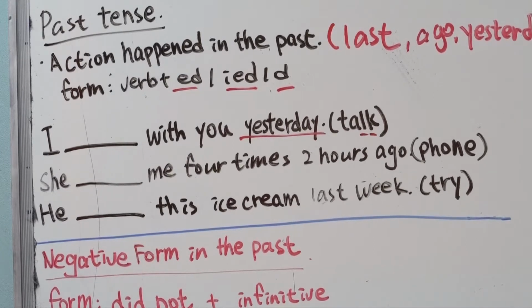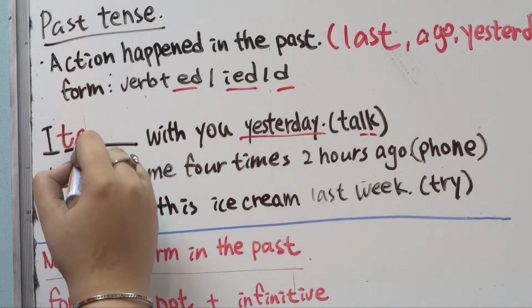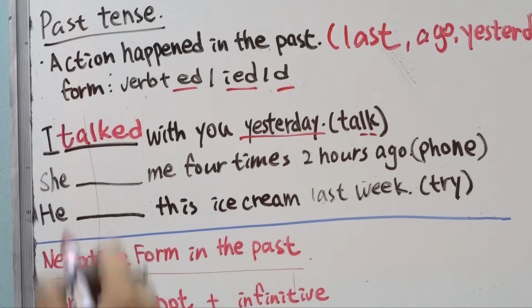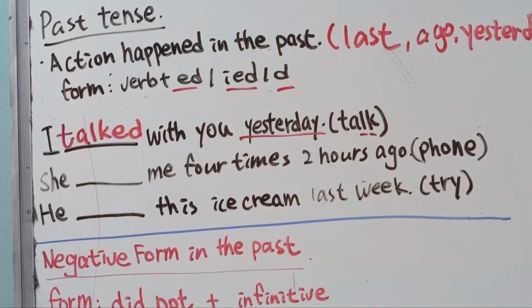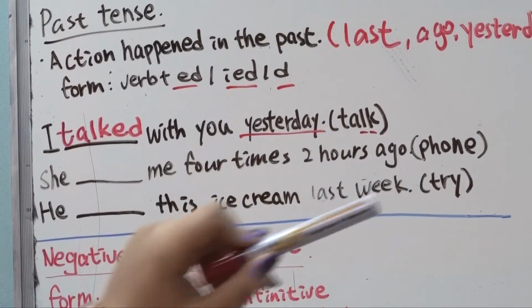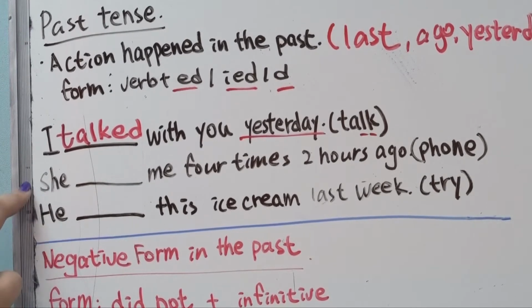So how do we spell talk in past tense? 3, 2, 1. TALKED. Yes, so this sentence tells us this action happened in the past. I talked with you yesterday, right? Okay, let's look at example number 2. She phone me, let's read together.